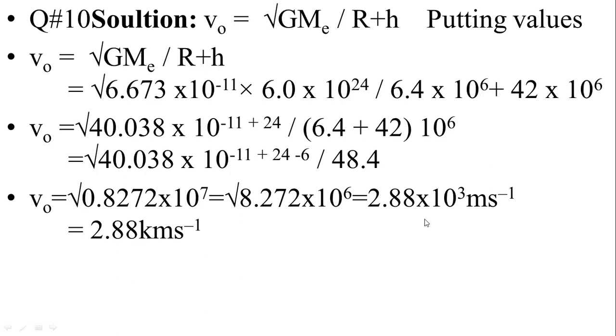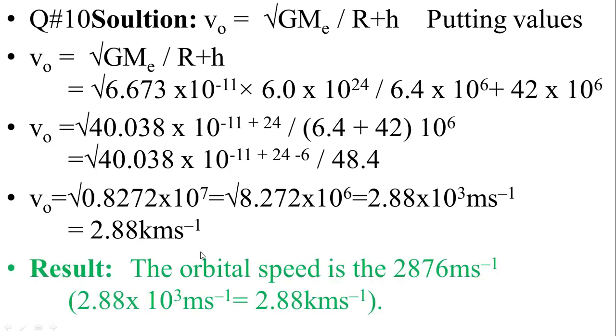The final answer is 2.88 multiplied by 10 raised to power 3 meter per second, or 2.88 kilometer per second. Result: the orbital speed is 2876 meter per second, or 2.88 multiplied by 10 raised to power 3 meter per second, or 2.88 kilometer per second.